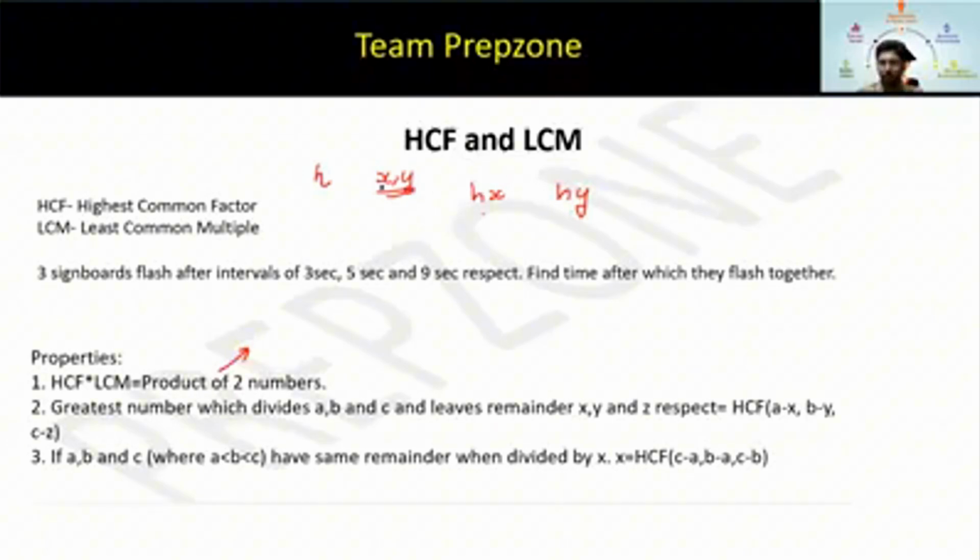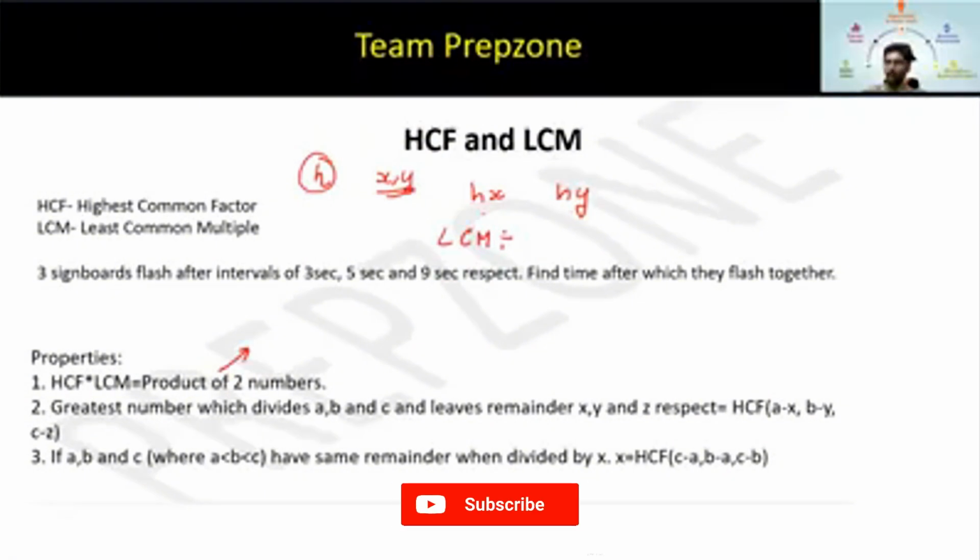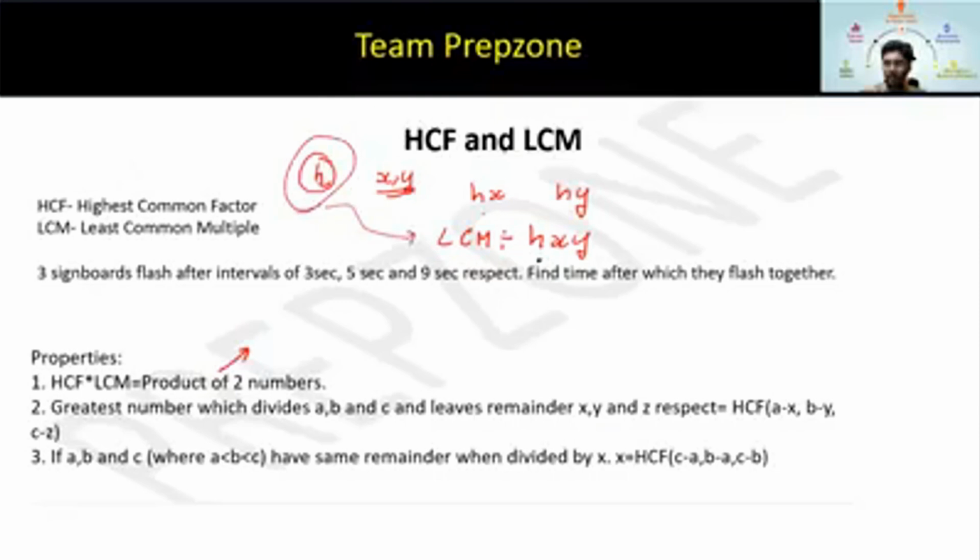What will the HCF be? HCF I have assumed as H. What will be the LCM of these 2 numbers? Quickly tell me. HXY, obviously. LCM will be HXY. So can you see here? HCF H into LCM HXY equals HX into HY. HCF into LCM equals the product of 2 numbers. Another property is greatest number. We will also solve questions on these properties, don't worry.